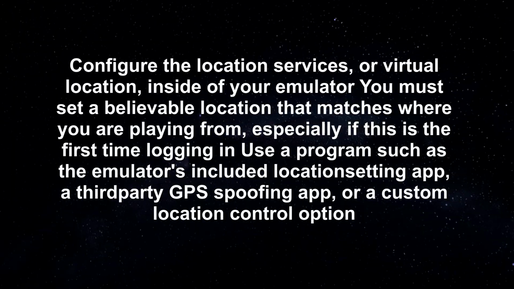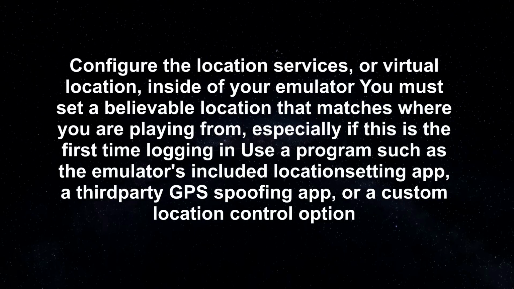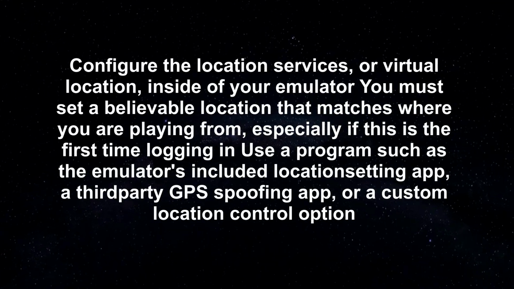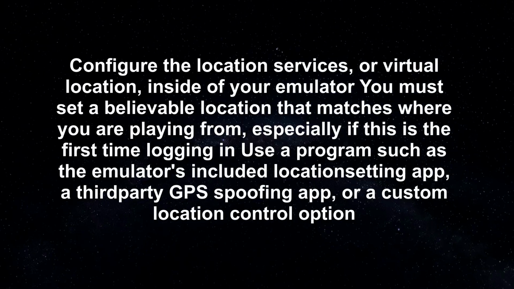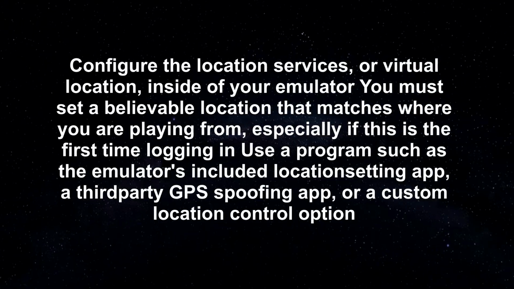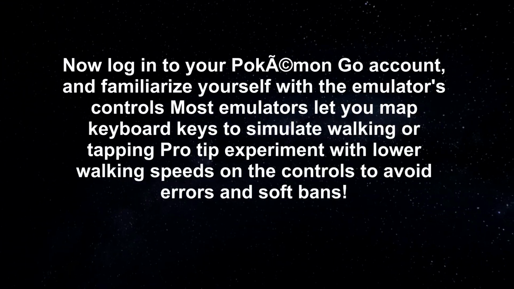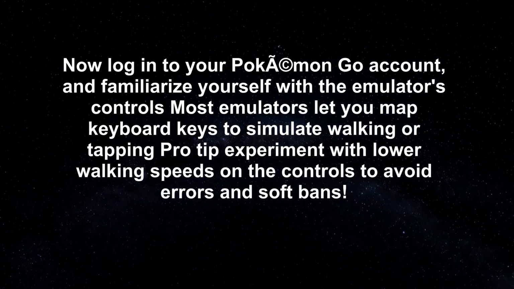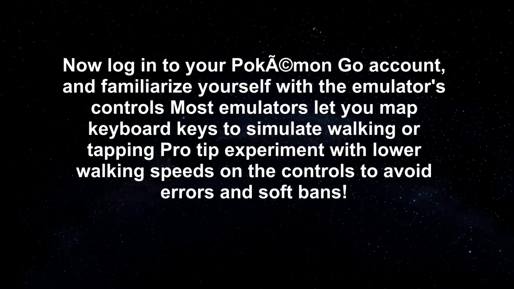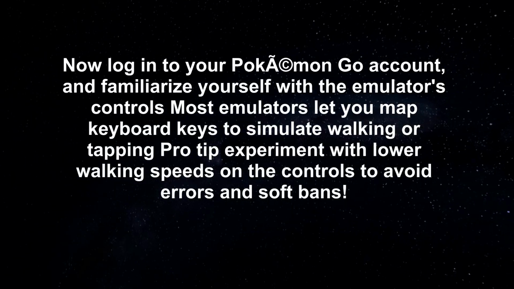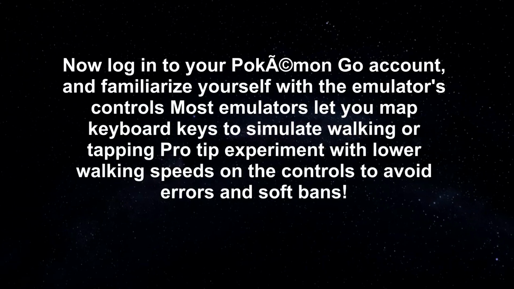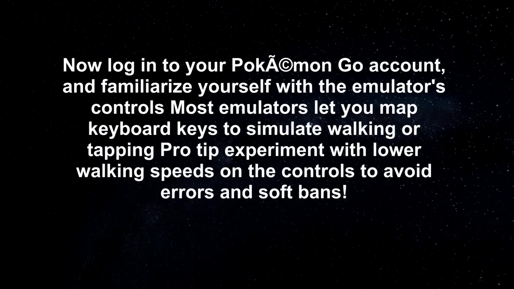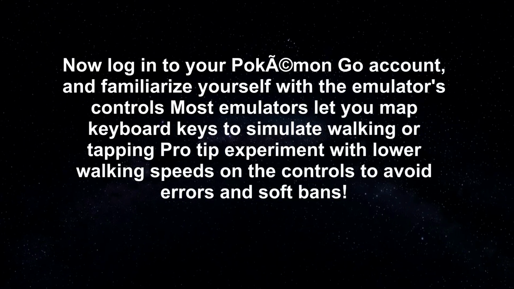Especially if this is the first time logging in, use a program such as the emulator's included location setting app, a third-party GPS spoofing app, or a custom location control option. Now log into your Pokémon Go account and familiarize yourself with the emulator's controls. Most emulators let you map keyboard keys to simulate walking or tapping. Pro tip: experiment with lower walking speeds on the controls to avoid errors and soft bans.